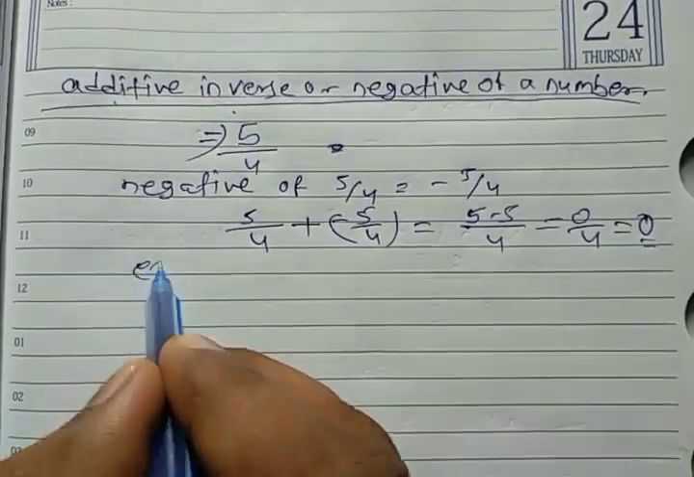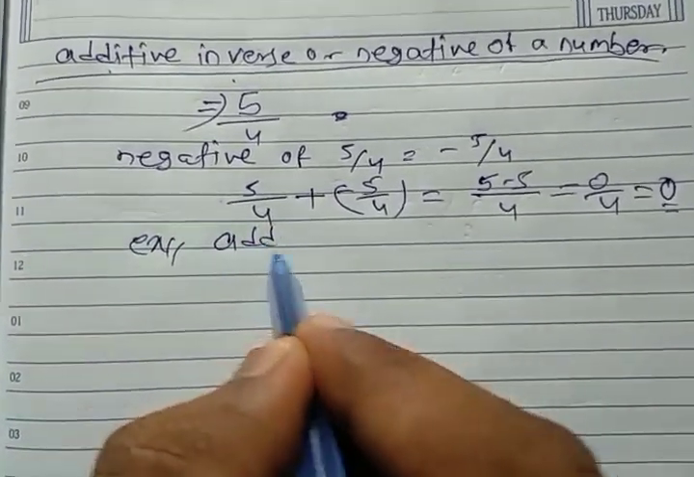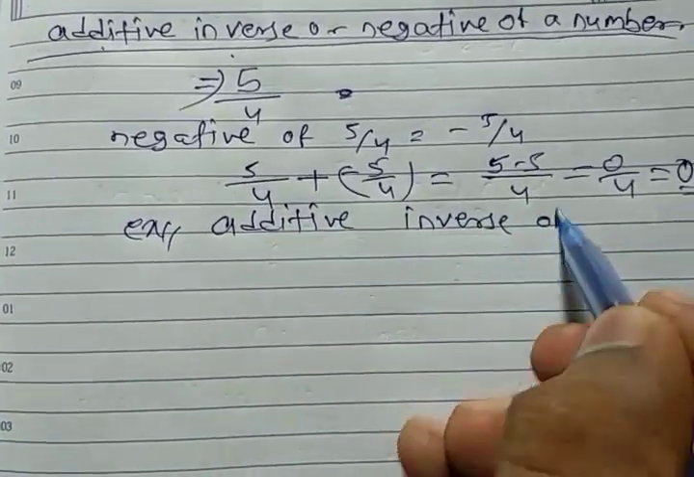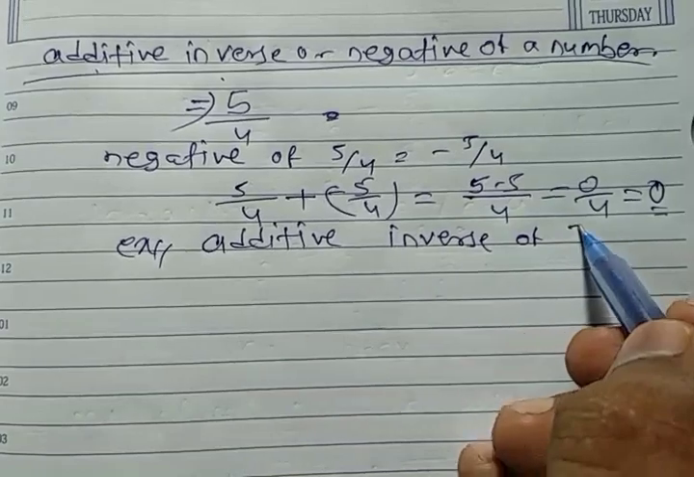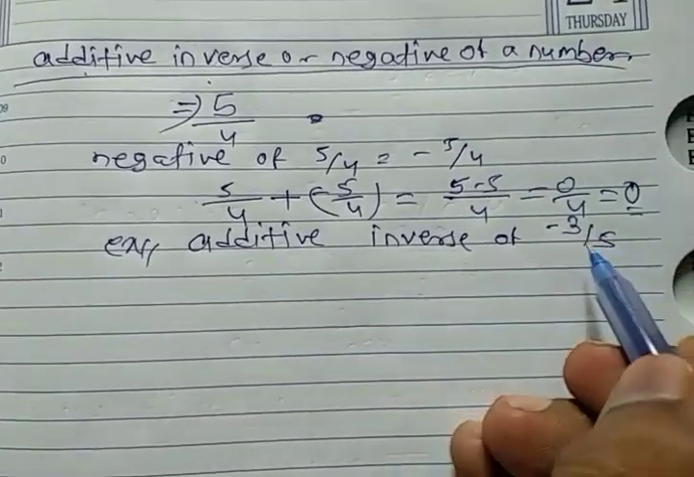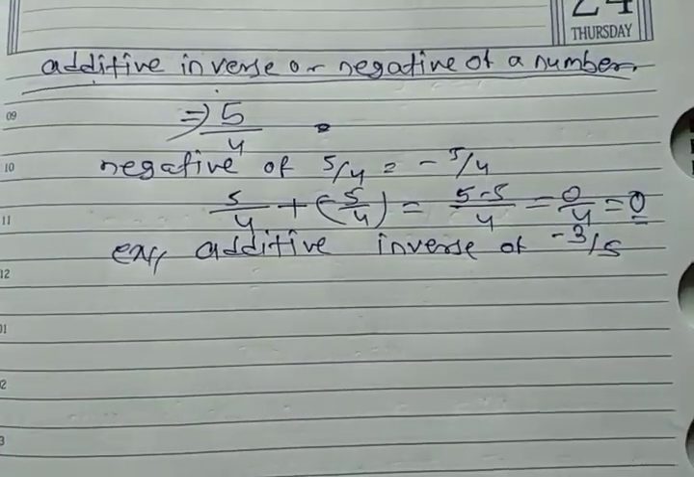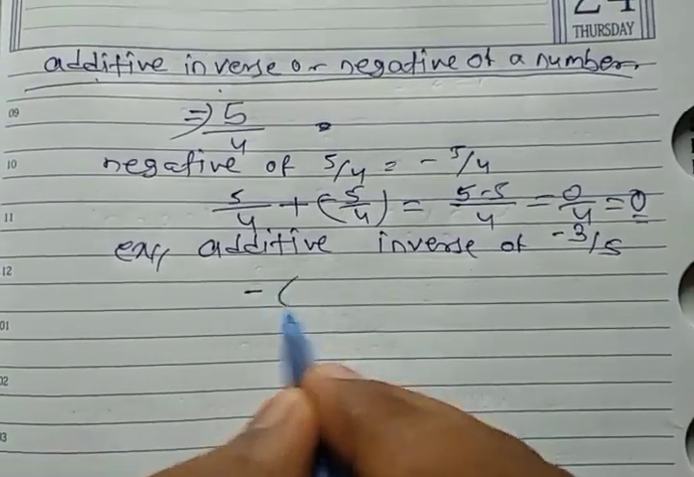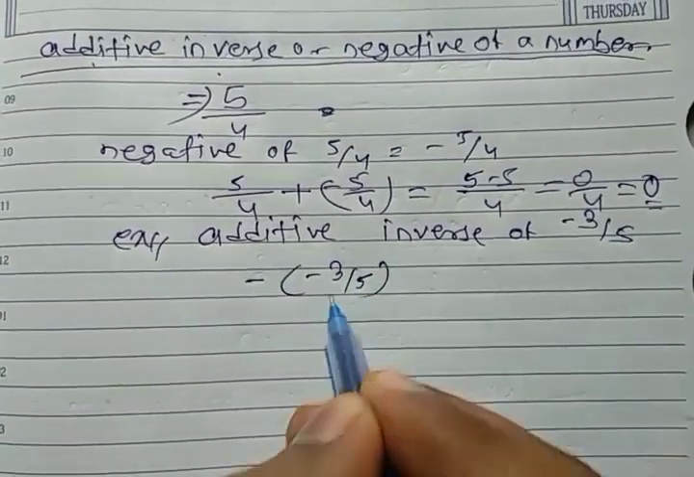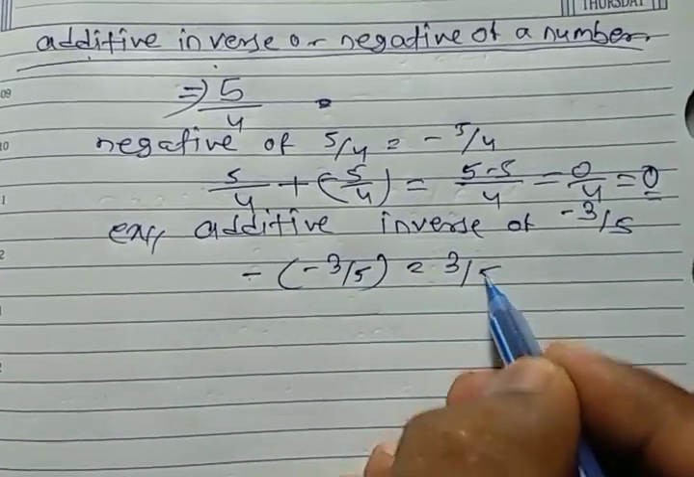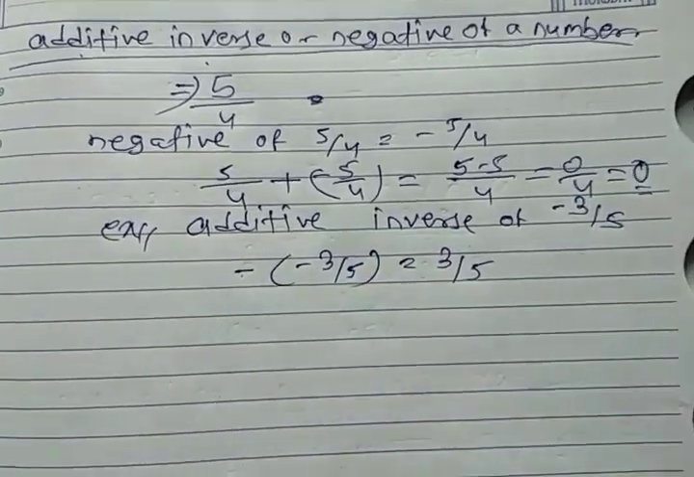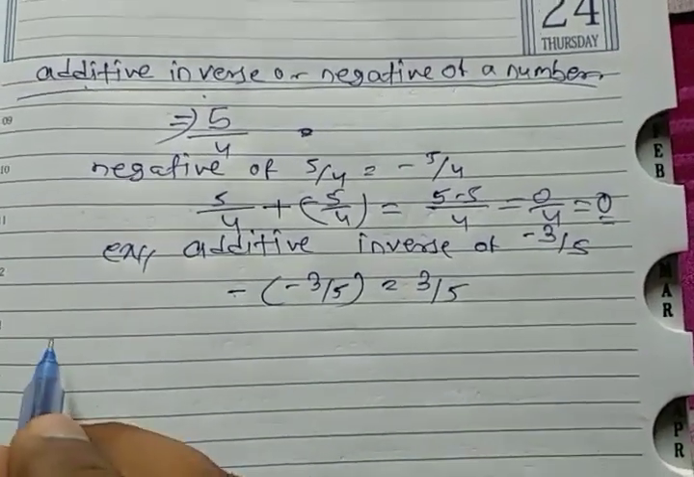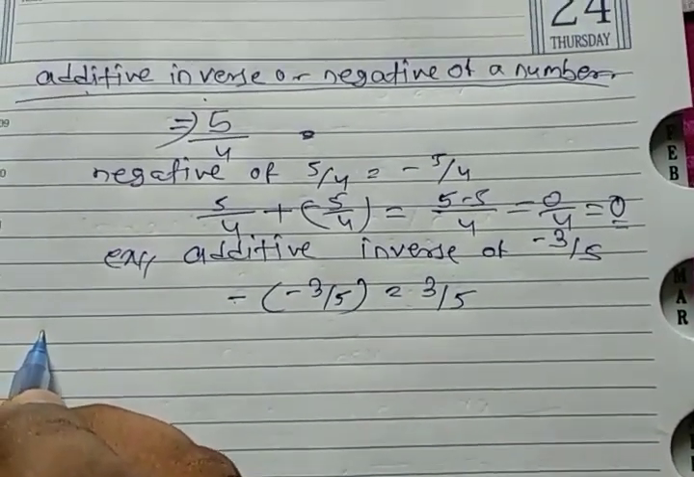Okay, so for example, the additive inverse of minus 3/5. We just change the sign. The negative of the number is minus of minus 3/5, which is plus 3/5. So for the additive inverse or negative number, we just have to change the sign of that number. Then multiplicative inverse.